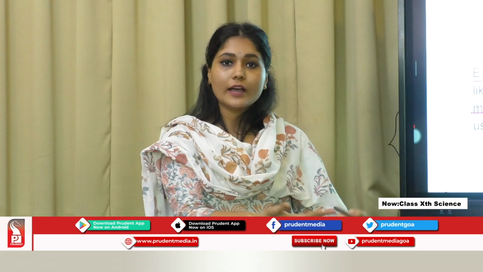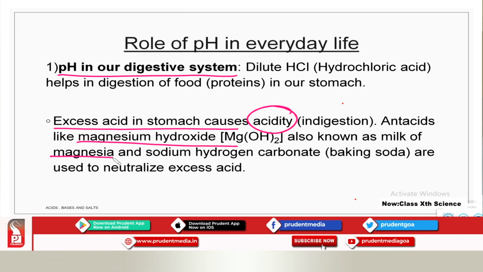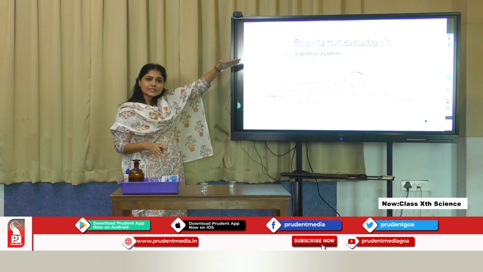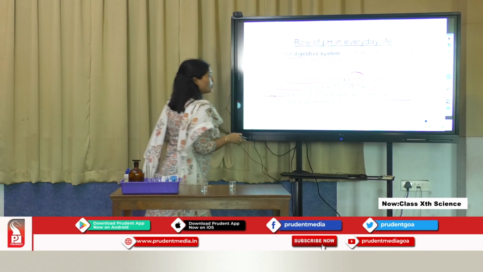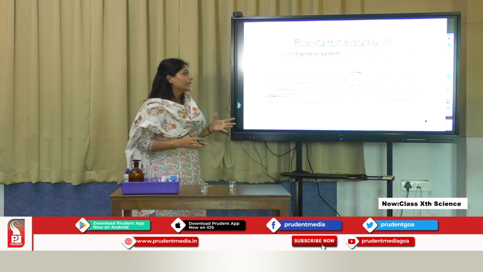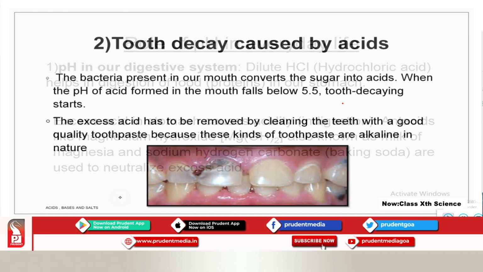Now if at all you don't have antacids at home, the pharmacy is closed and for some reason you don't have it at home, then what can you use? You can use a simple base, that is baking soda, just dissolve it in water and have it, and you will get relief from acidity. So what exactly happens when the amount of acid increases, okay, the pH of our blood will vary. So one of the important roles that pH plays is in our digestive system, okay.